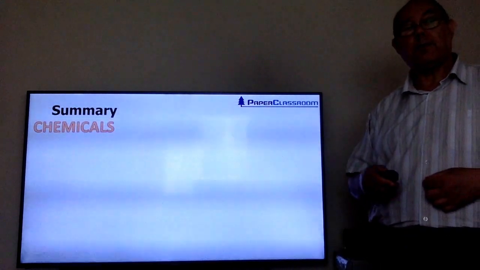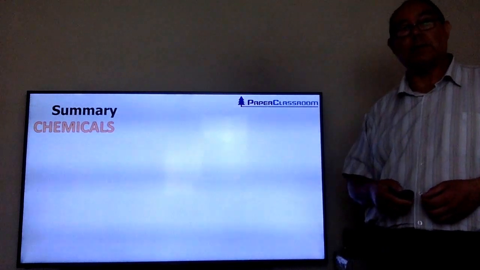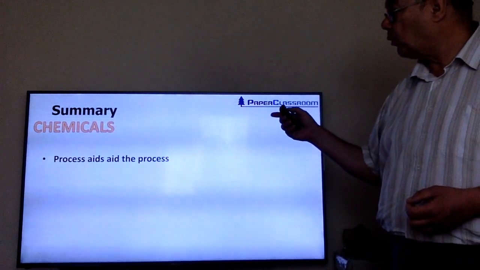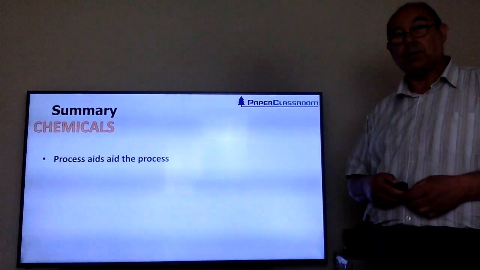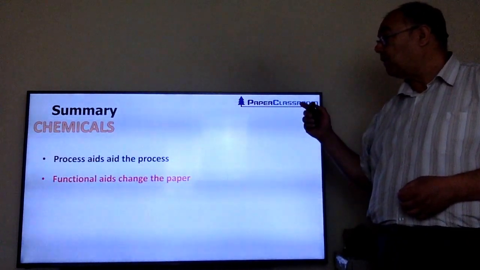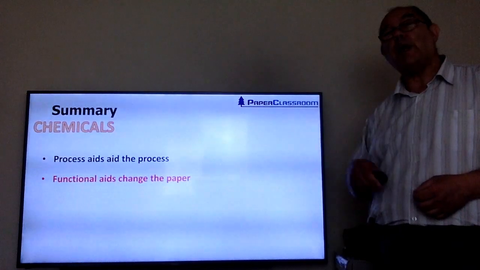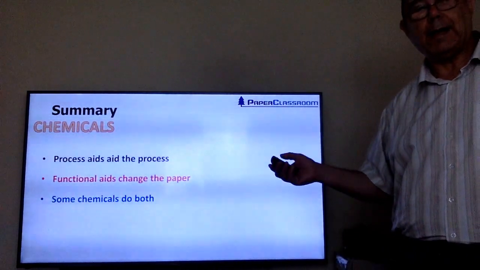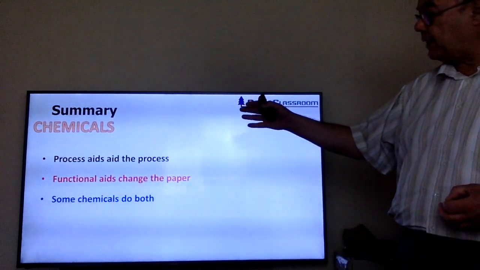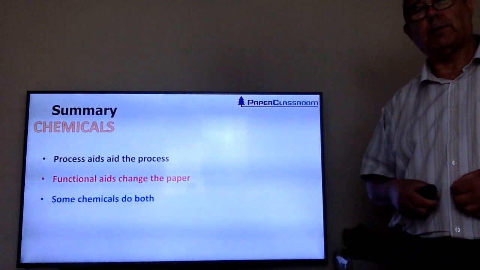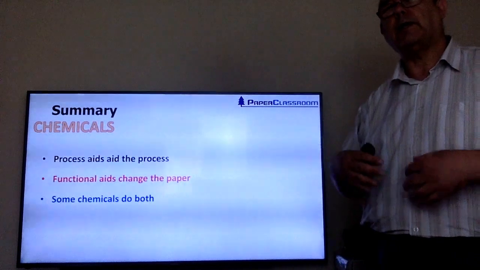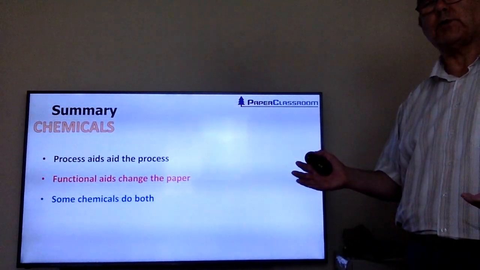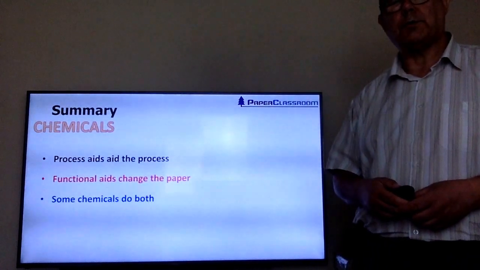So a quick 3-point summary of chemicals in the paper industry. We have process aids which aid the process. We have functional aids which will change the nature of the paper to meet customer requirements, and some process aids will also double up as functional aids, or some functional aids will also double up as process aids. There are other chemicals that do that as well, and we'll discuss that in other videos.